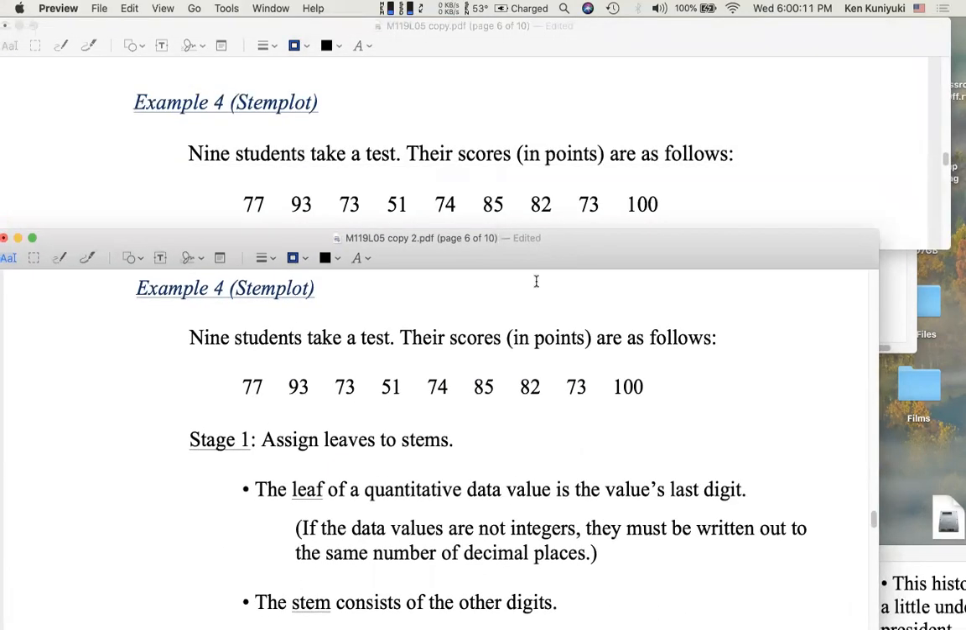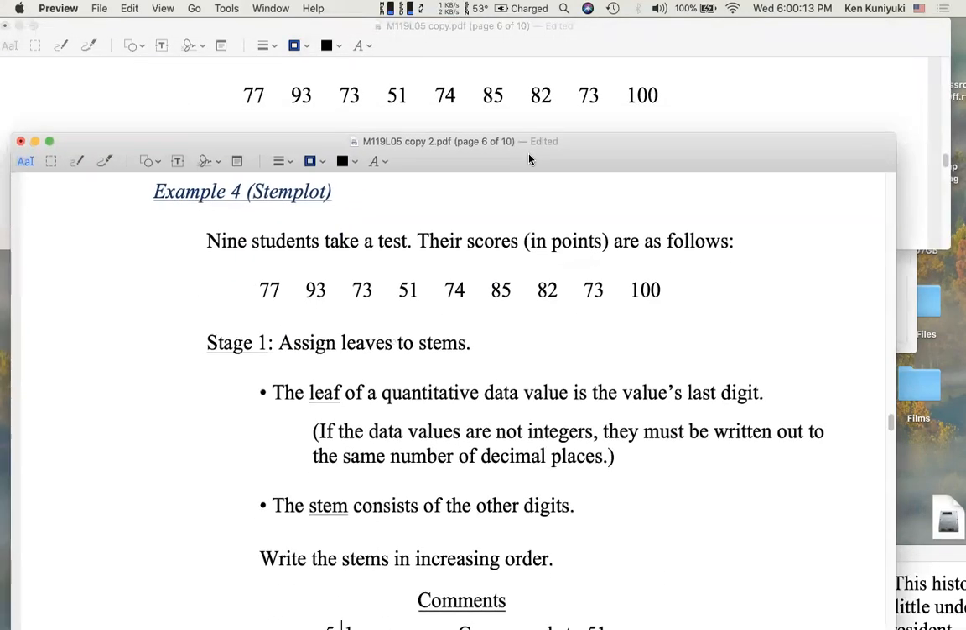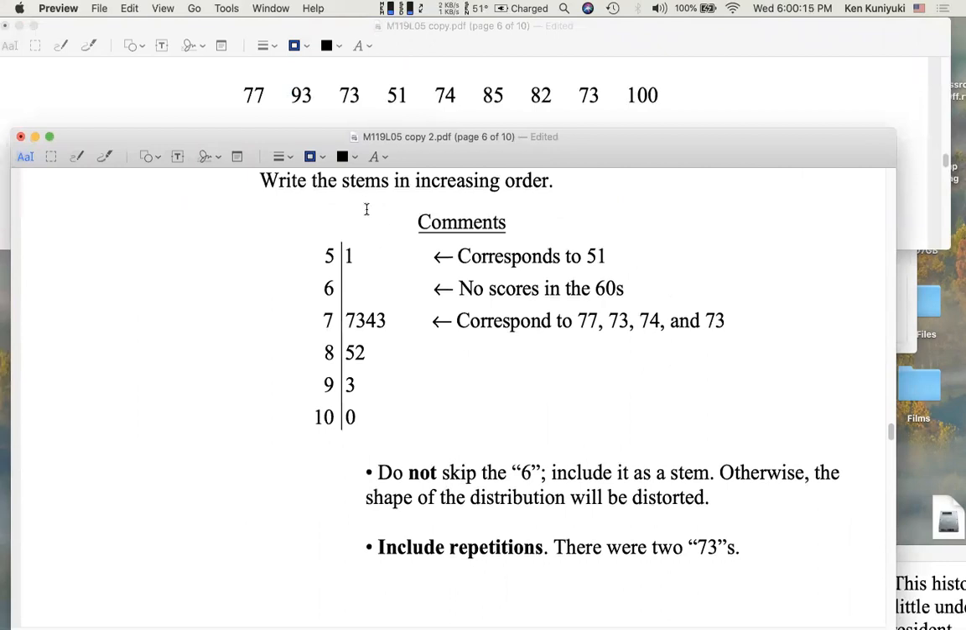All right. So the stems, in this case, correspond to the tens place, or the 10 over here. Basically everything except the last digit. Really, this is designed for like test scores, integers. All right. Okay. So the lowest score is a 51. So the 5 here is your lowest stem. Someone did get 100, so a 10 is over here.